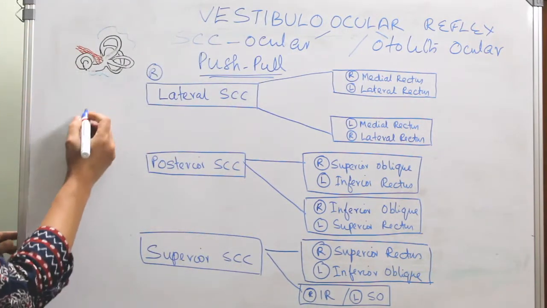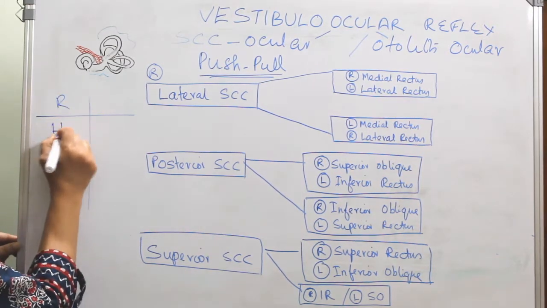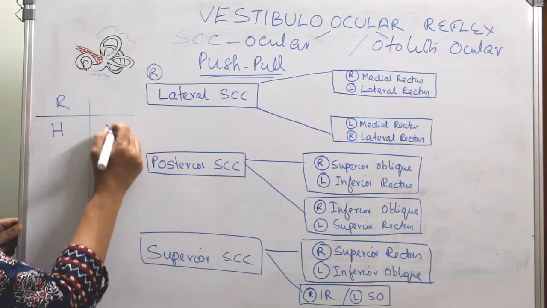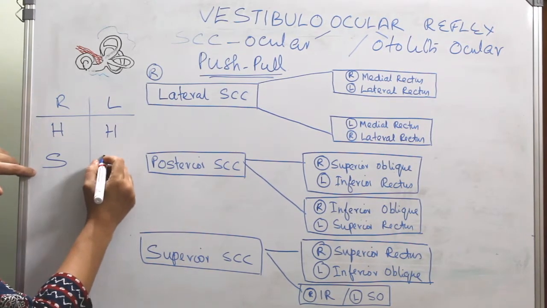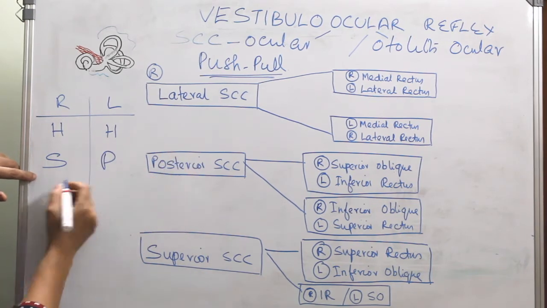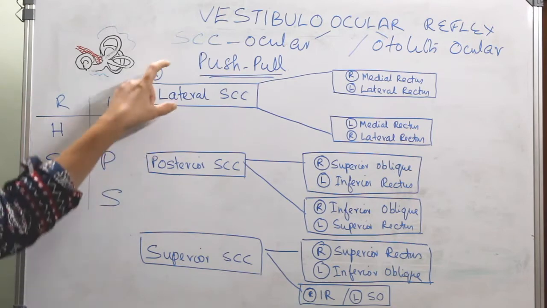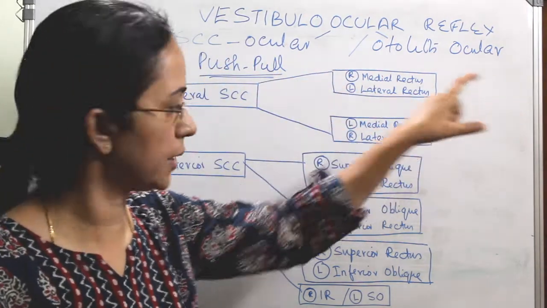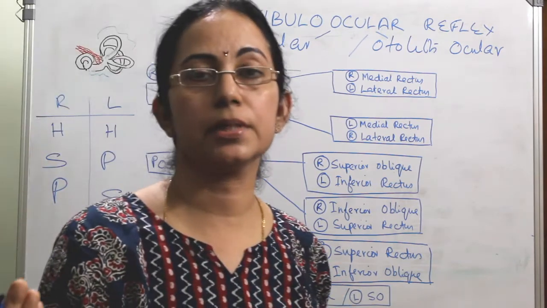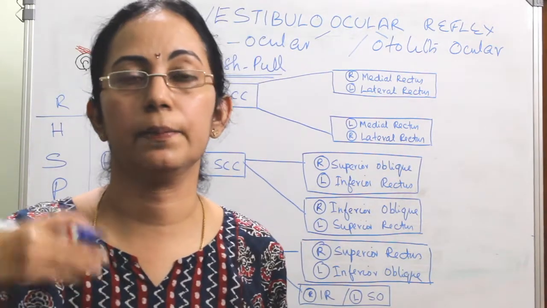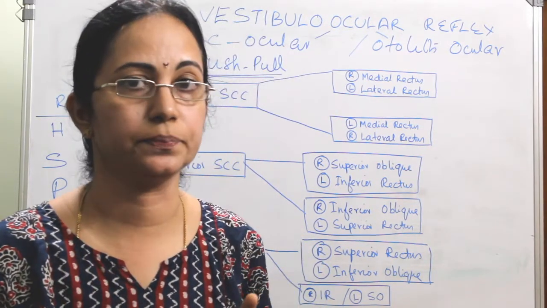What are these functional pairings? That we already know. The right side horizontal canal is paired with the opposite horizontal canal, and the superior canal of one side is paired with the posterior canal of the opposite side, and the posterior canal is paired with the superior canal of the opposite. So lateral with lateral of the opposite side, and posterior paired with superior of the opposite side, and the superior of one side paired with the posterior of the opposite side. Okay, that much you know.